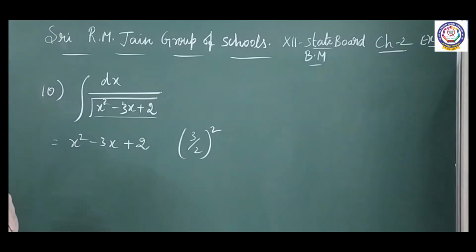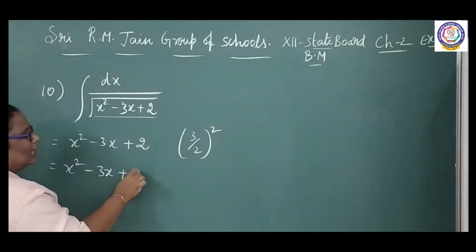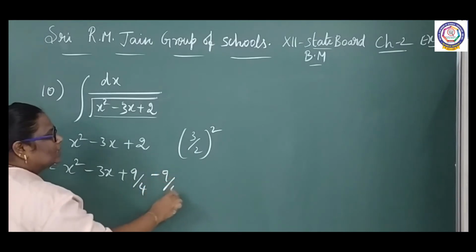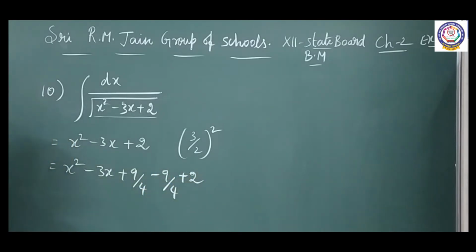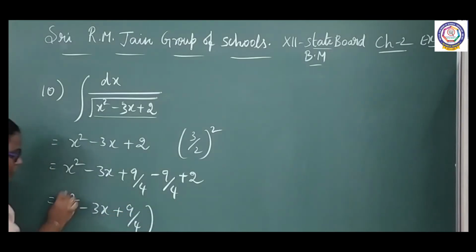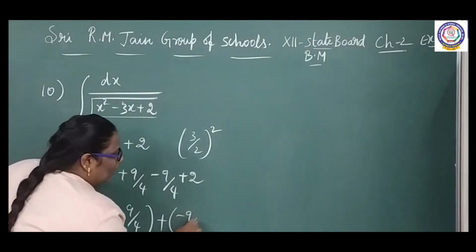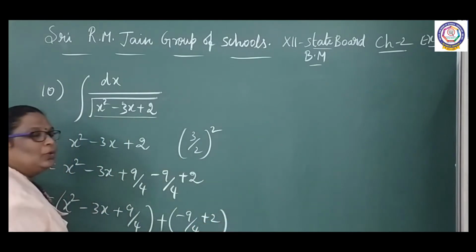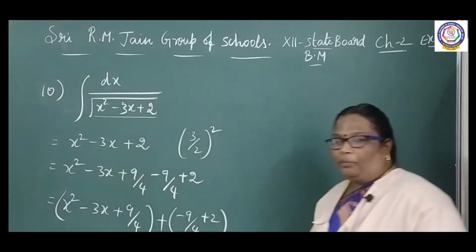3 by 2 the whole square, what is the value we are getting? 9 by 4. So it gives x square minus 3x plus 9 by 4 minus 9 by 4 plus 2. Okay, I told you very clearly, you can put plus and minus 9 by 4 plus 2.